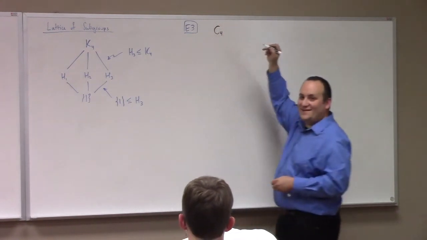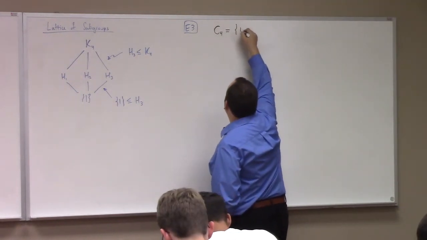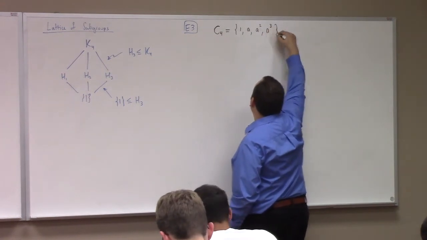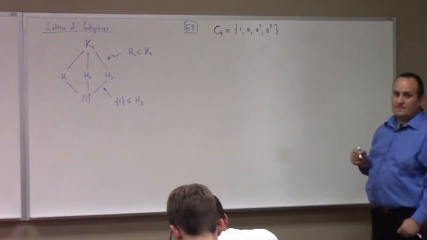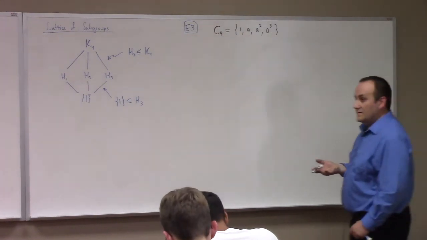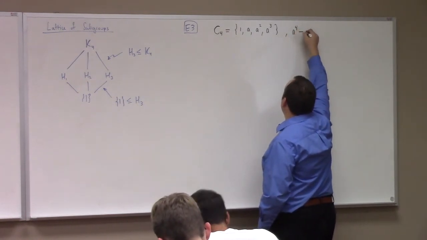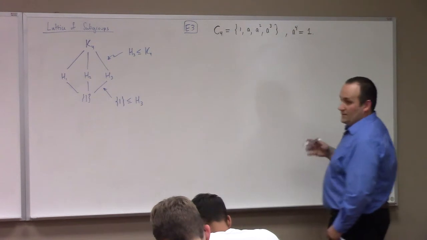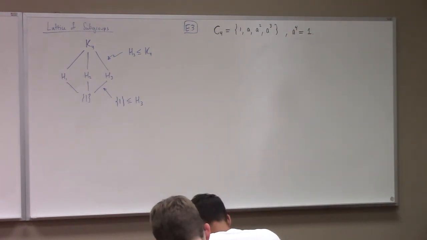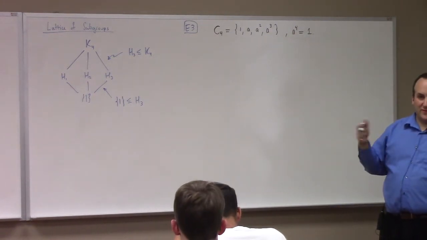Okay, so C4 seems dangerous. Let's see here. This is 1, a, a squared, a cubed. So we can look at different subsets of this and see if they're closed. This is the cyclic group of order 4, so a to the 4th is 1. Okay? We still have 1 and C4 as the trivial subgroups of C4.